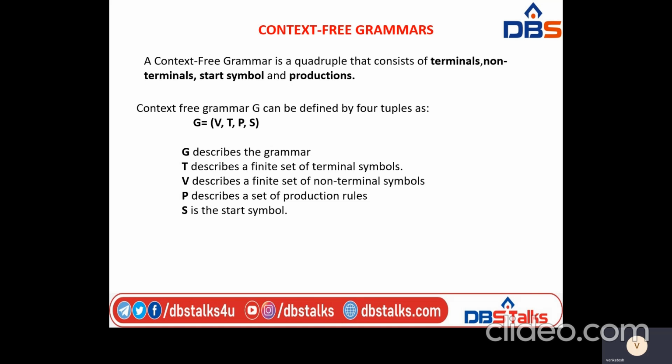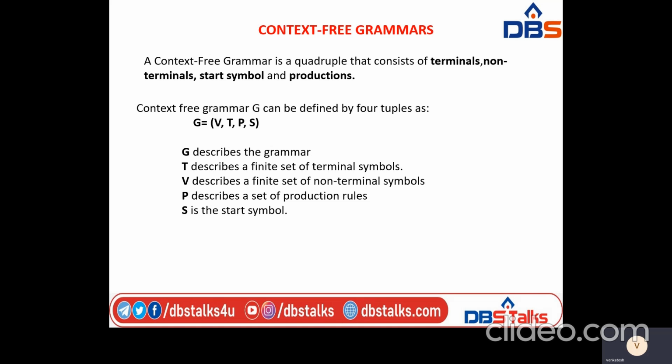Next, coming to the next topic, that is context-free grammar. This is also one of the important concepts. See, what is meant by context-free grammar? Generally, a context-free grammar is of the form of a quadruple that consists of terminals, non-terminals, a starting symbol, and productions. Quadruple means four arguments. So we are going to represent context-free grammar, that is CFG, as G equal to (V, T, P, S).